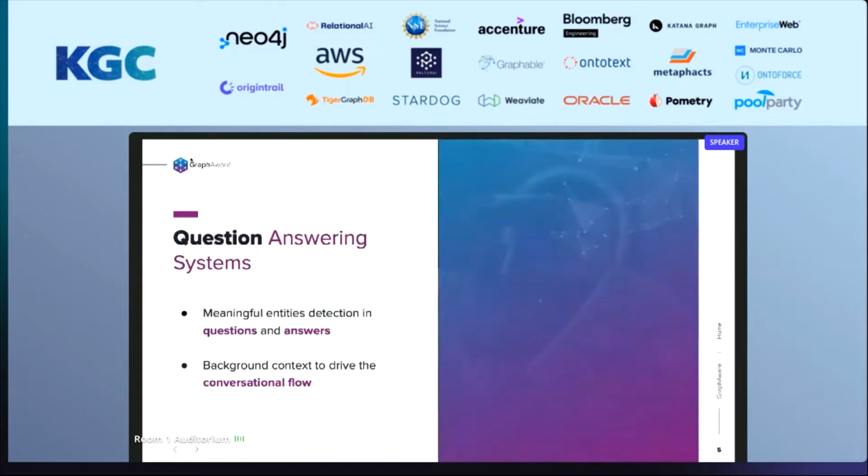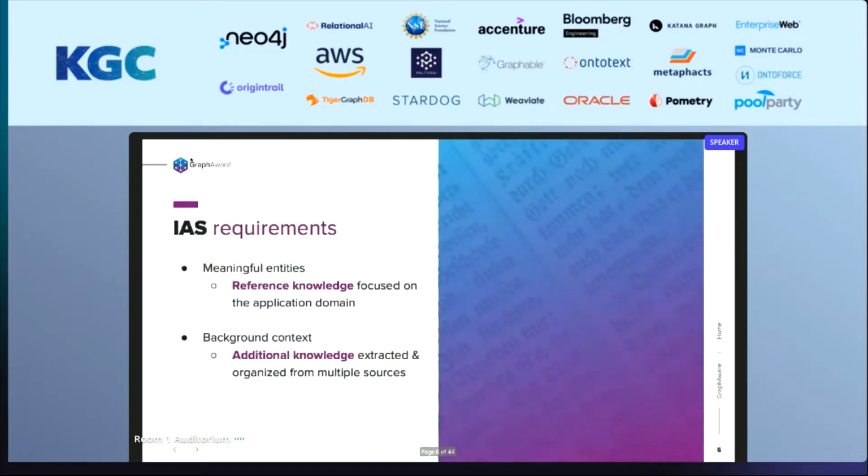In order to be more specific, in the case of question answering system, for example, we need to detect entities both in questions and answer. And at the same time, a background context is really useful in order to drive the conversational flow. How can we meet both these requirements? Well, in regards to the meaningful entities, we need a reference knowledge that is focused on the application domain that includes these meaningful entities. And at the same time, in order to inject this background context, we need to incorporate and organize in a coherent way information coming from multiple data sources.